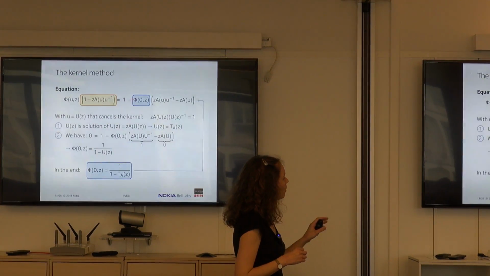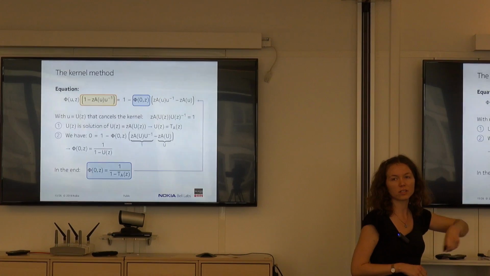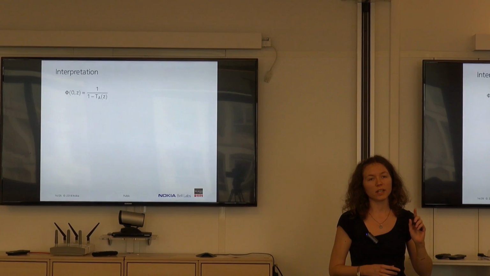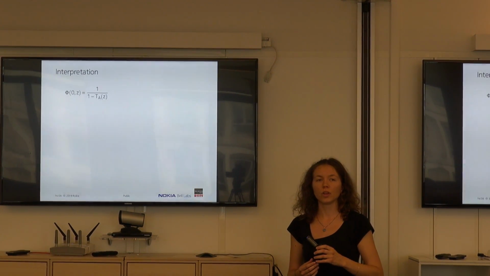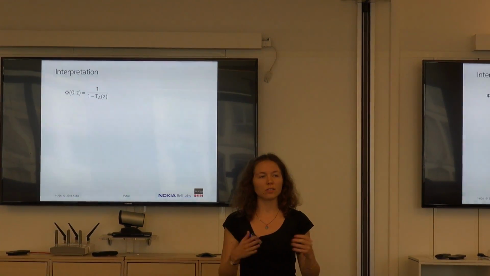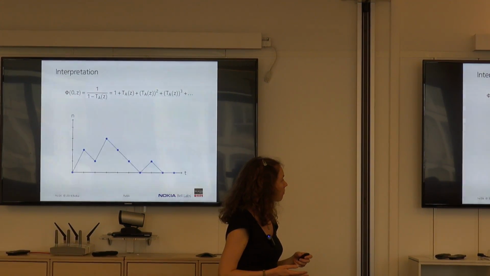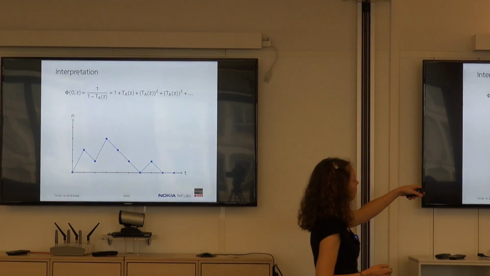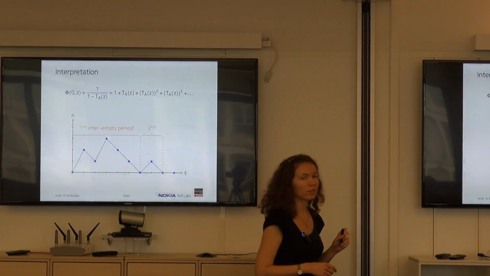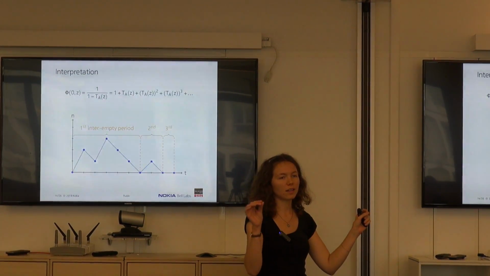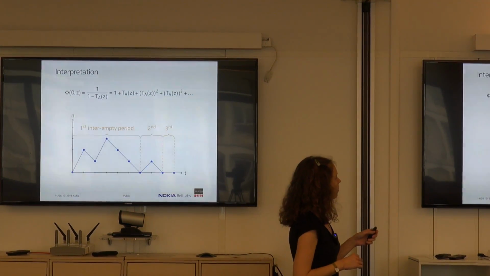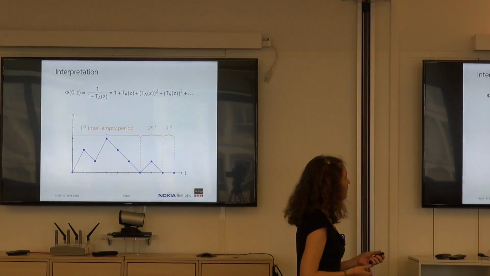I'm almost done for this part. I would just like to give you some intuition on why we have this shape for phi of 0z. As I said before, phi of 0z is the generating function of the walks that end at height 0 at an arbitrary time step. If we look at one particular realization that does that, we can break it up into different parts so that each part starts and ends at 0, but doesn't come back to 0 in the meantime. That's what we will call an inter-empty period. It makes sense for the queue.